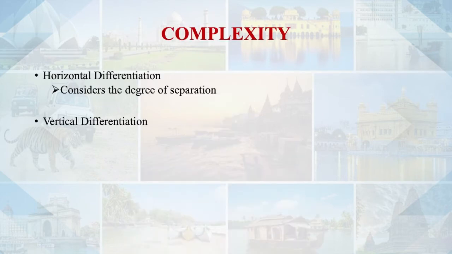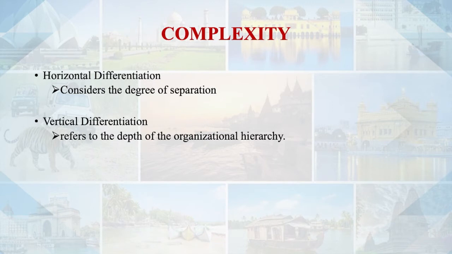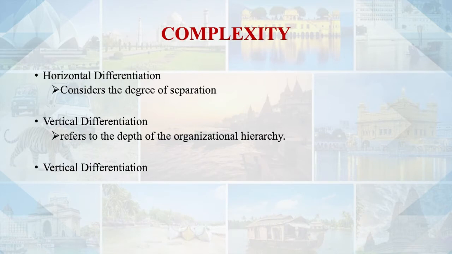Now, vertical differentiation basically refers to the depth of the organizational hierarchy. In other words, it also looks at the number of levels which exist between the top management and the operations. If the organization is really complex, as the number of levels between the topmost management, the middle management and the lower management increases, the vertical differentiation increases.